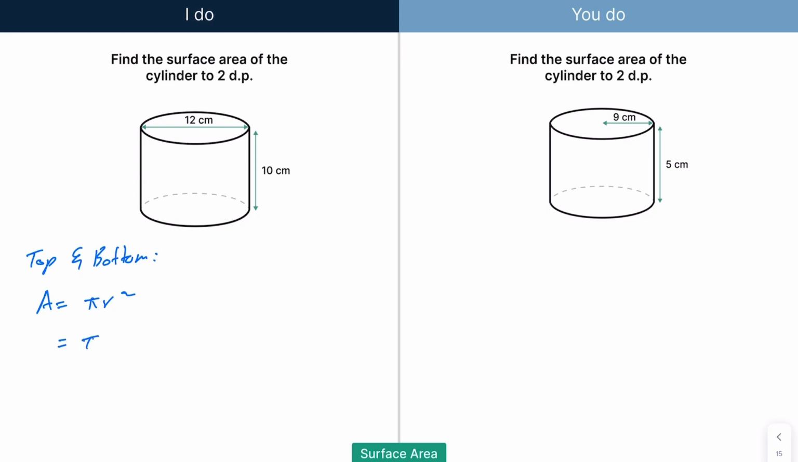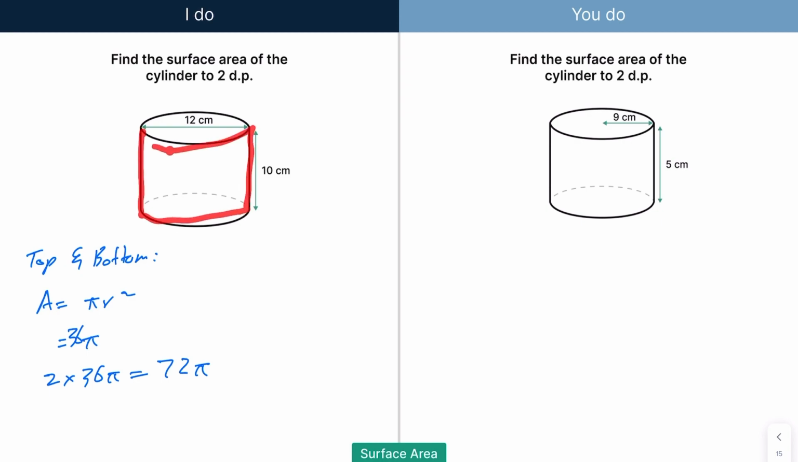So that's pi times 6 squared, which is 36. So that'll be 36 pi. And then I can times that by 2. So it'll be 2 times 36 pi because there's 2 circles. Okay, so 36 pi is just one of them. Because we've got 2, we can double that. That becomes 72 pi. So now I've found the surface area of the circles, but what's missing is this bit here.